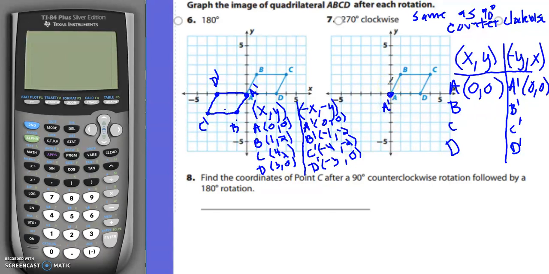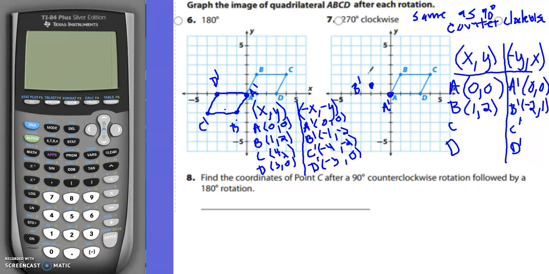Okay, B is going to be 1, 2. So that's going to be -2, +1. So we're going to go over 1, 2, up 1. And we're going to call that B prime.